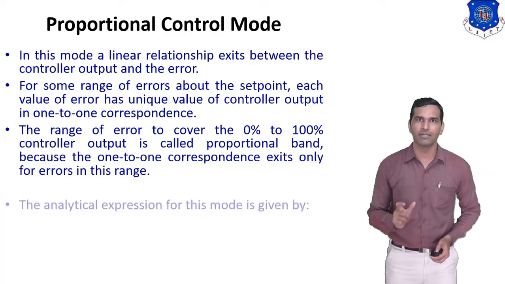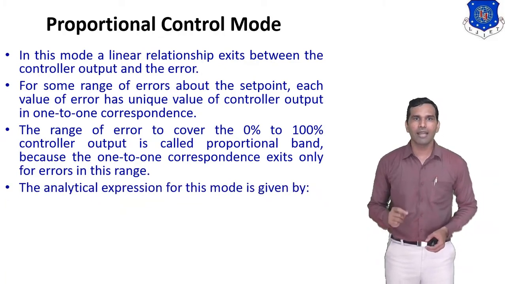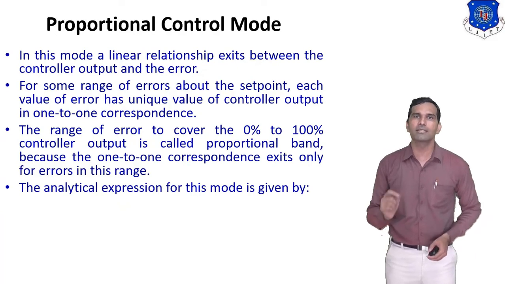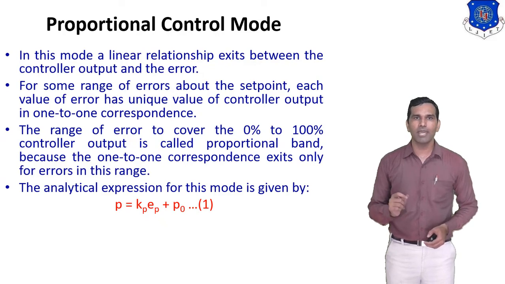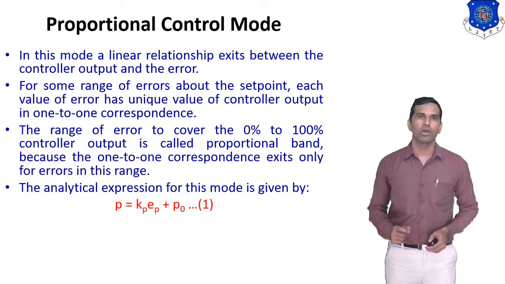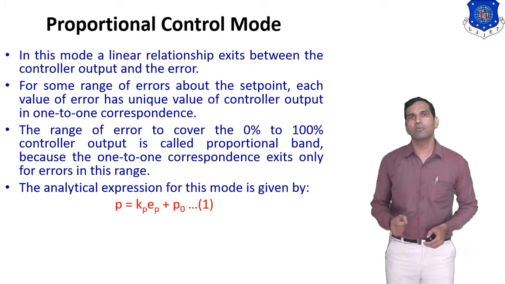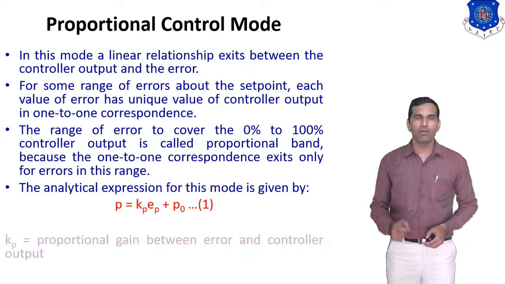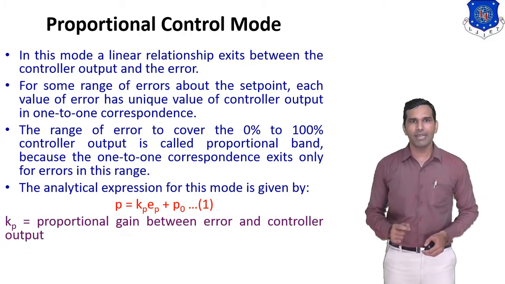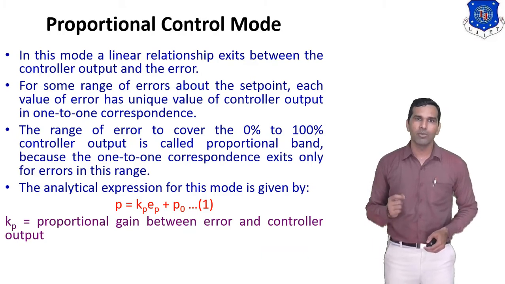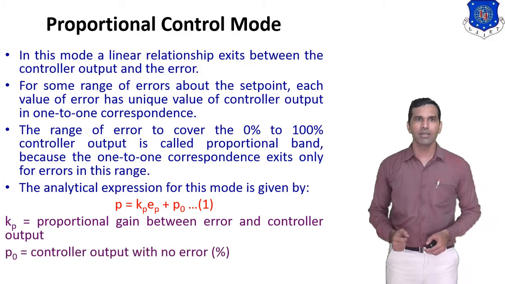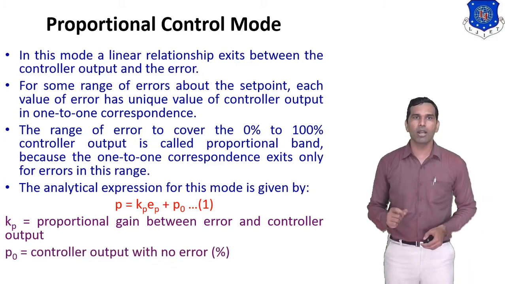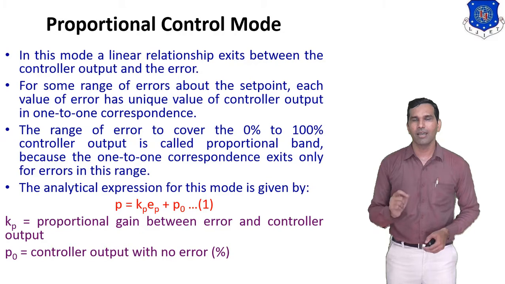That range is known as the controller range or the proportional band. The analytical expression for this mode is given by P = Kp·Ep + P0. Here, Kp indicates the proportional gain between the error and controller output, and P0 indicates the controller output with no error, in percentage.